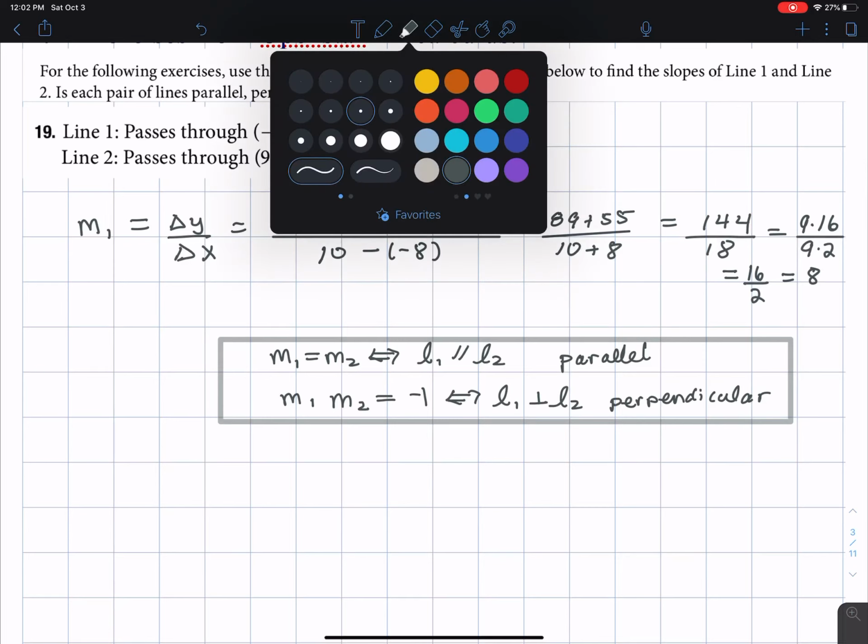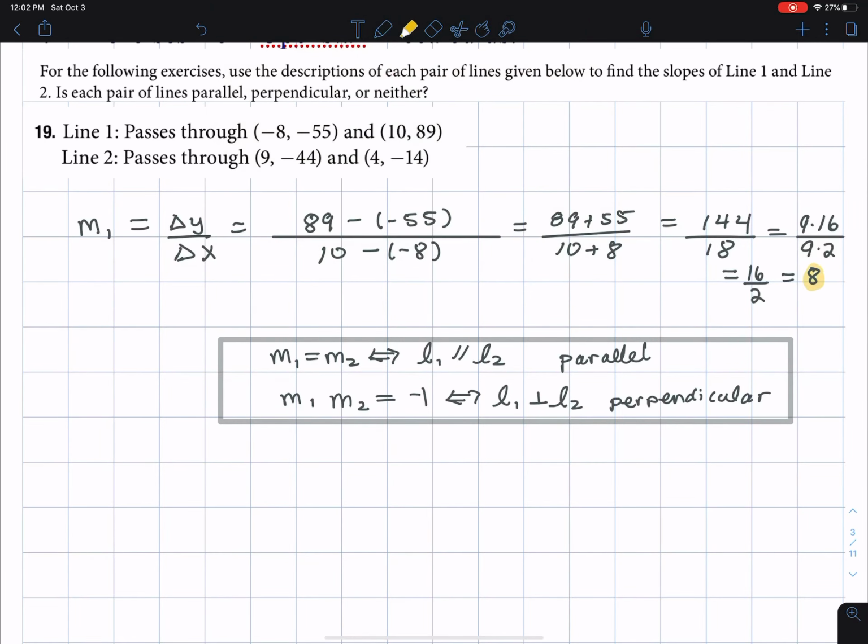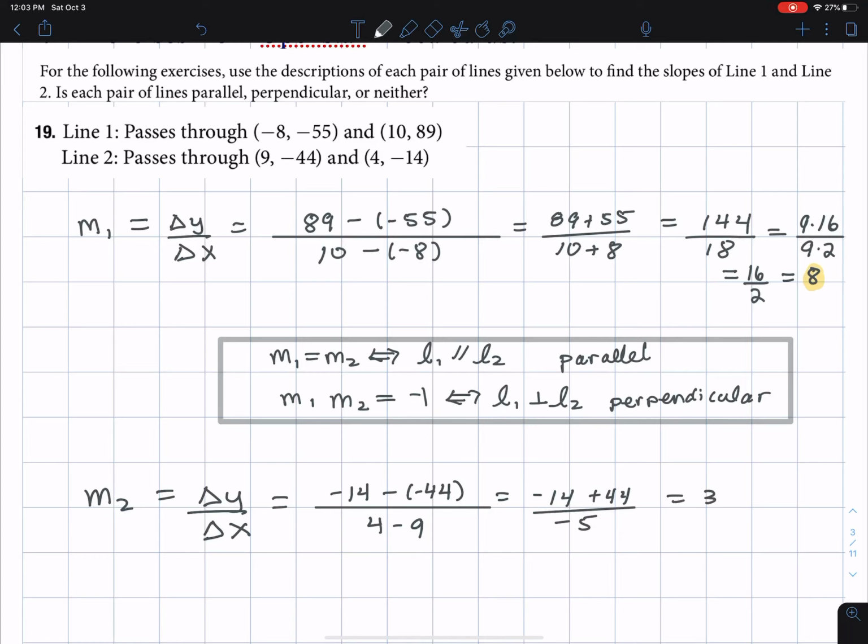Okay. Now I'll go over to the other one. M2 is equal to delta y over delta x. And that'll give us -14 minus -44, and then I'll have 4 minus 9. So this is -14 plus 44 over -5. So that's 30 over -5, and that's -6.